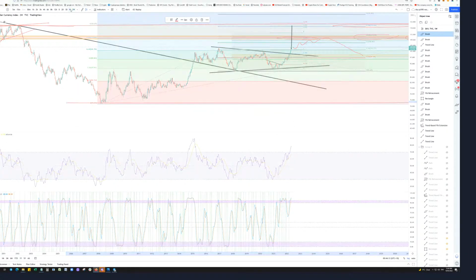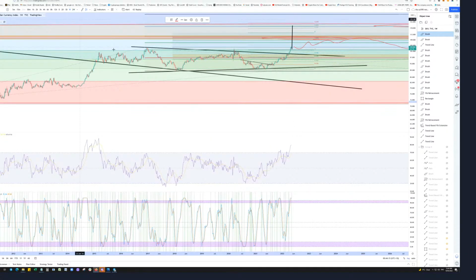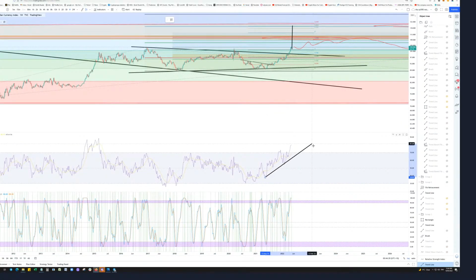Let's look on the weekly for a sec. Yep, so we can still see. But what we want to see is a breakdown of this. If the US dollar breaks this trend line, then we're going to see pretty much a correction. But at the moment, it is just going up.